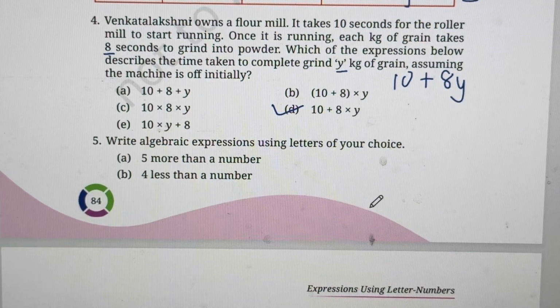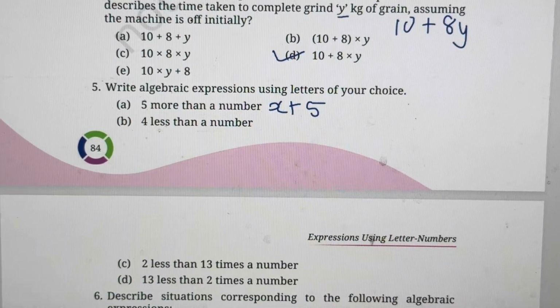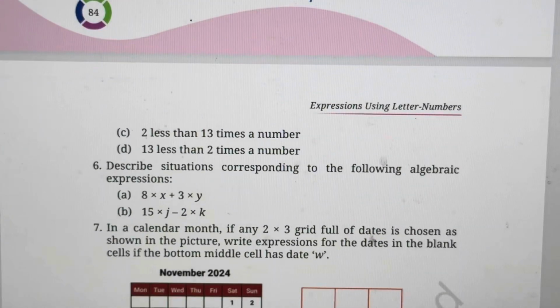Write algebraic expression using letters of your choice. First is 5 more than a number. We take the number as x, so it will be x plus 5. 5 more means plus, we will add. Then 4 less than a number. If we take the number as z, 4 less than that, so z minus 4 will be the expression.